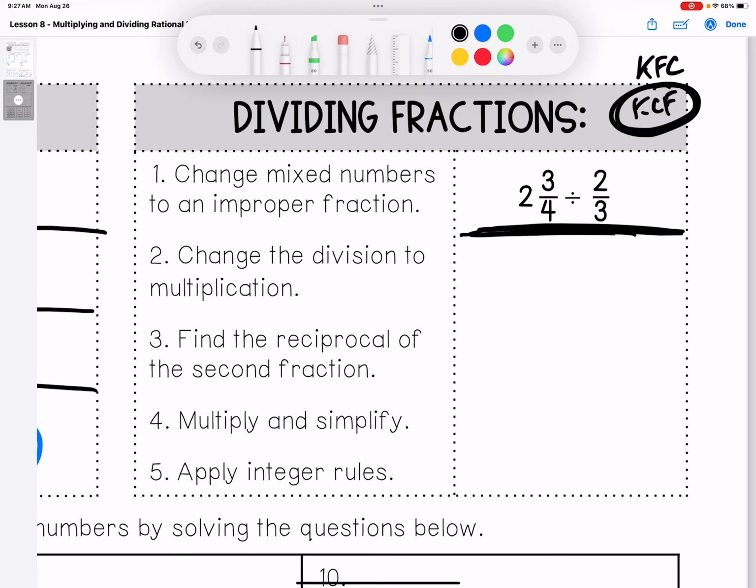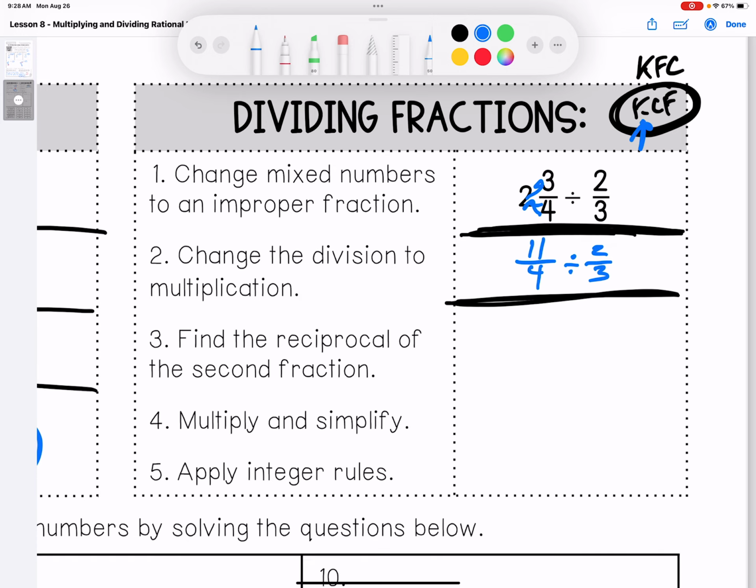All right, dividing. Change the mixed numbers to improper, so let's go ahead and do that. 4 times 2 is 8, plus the 3 on top is 11/4, divided by 2/3. All right, next step. It says change the division to multiplication and find the reciprocal of the second fraction. So here's what happens. Keep the first one, that's the K.